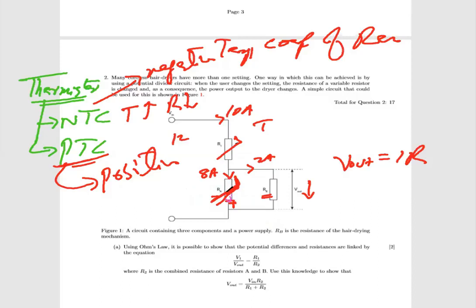If temperature increases, write it like this: RA decreases, IA increases, IB decreases, Vout decreases.